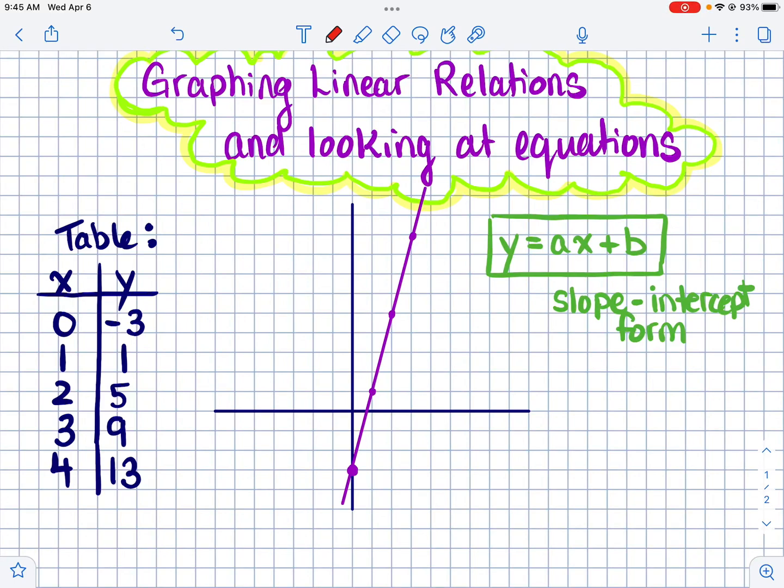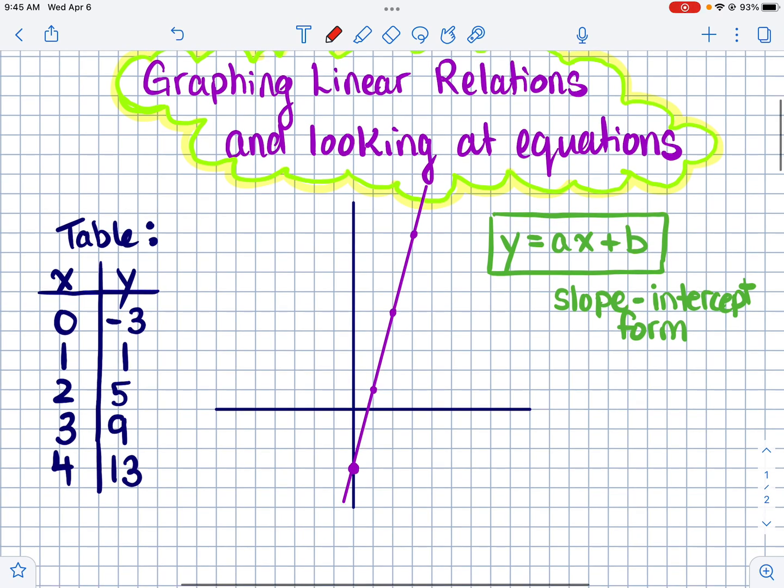Okay, let's check out graphing some linear relations and tying that to equations of linear relations. It's come up a little bit in the course so far, but let's look at this linear relation. Here we have a table of values: (0, -3), (1, 1), (2, 5), (3, 9), and (4, 13). And then I've graphed them. There's the x-axis and the y-axis, and I plotted all the points, and it made a straight line.